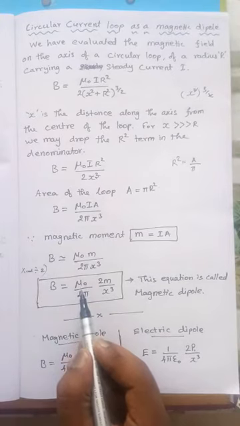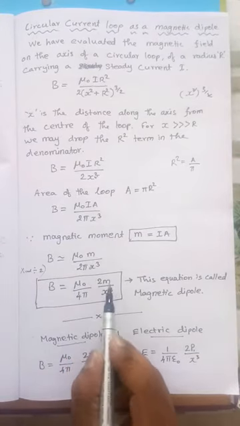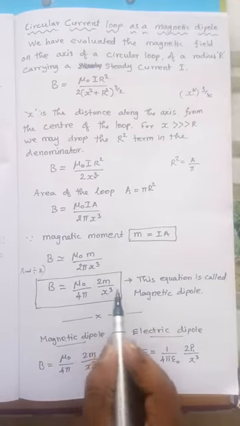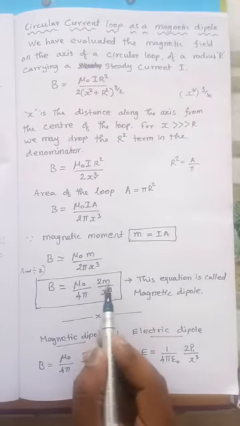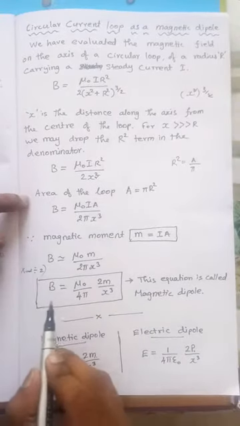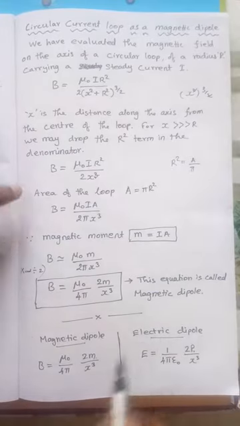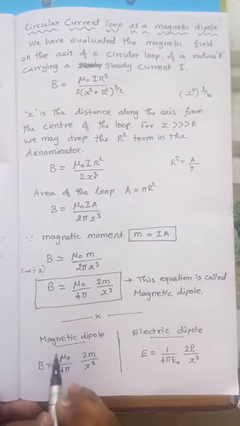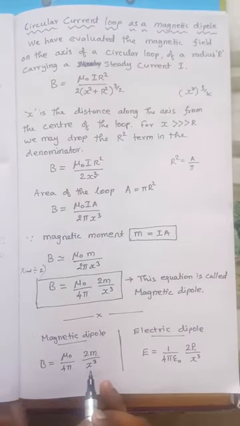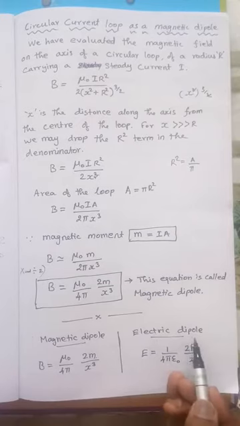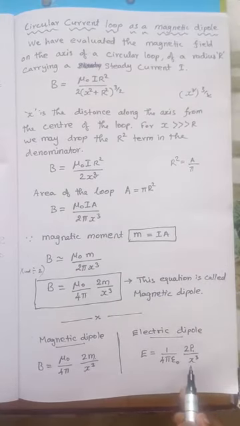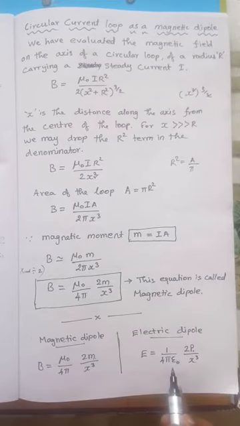Here mu naught is the permeability of free space, m is the magnetic moment, divided by x cube. 2m means dipole; di means 2. So dipole 2m. This is the equation of the magnetic dipole. Here is one important concept. Magnetic dipole formula: mu naught by 4 pi, 2m by x cube. From the first lesson you know the electric dipole formula: 1 by 4 pi epsilon naught, 2p by x cube. This is from the first lesson, electric dipole.